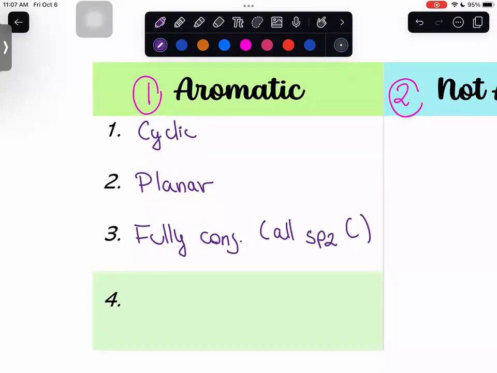Okay. So far, we're good. Pretty simple requirements. Now, the fourth one is going to be the most important one. It's going to be called Huckel's rule. That's just the actual name, sorry.